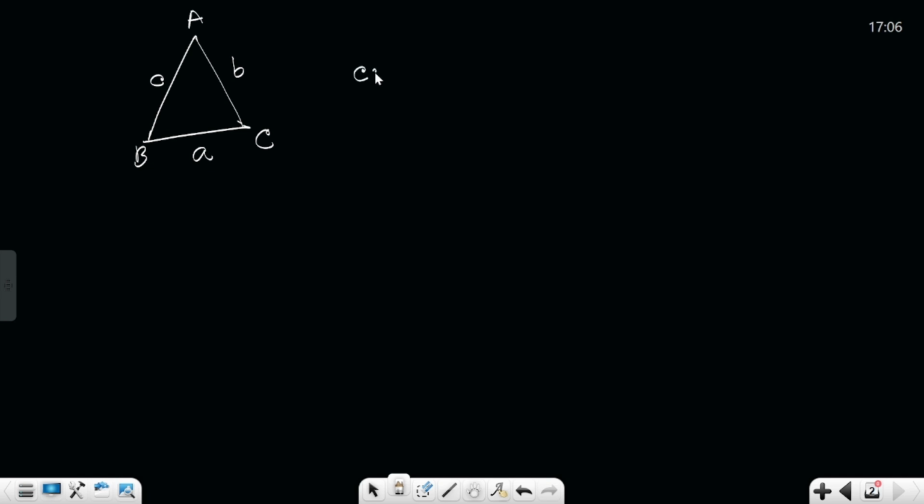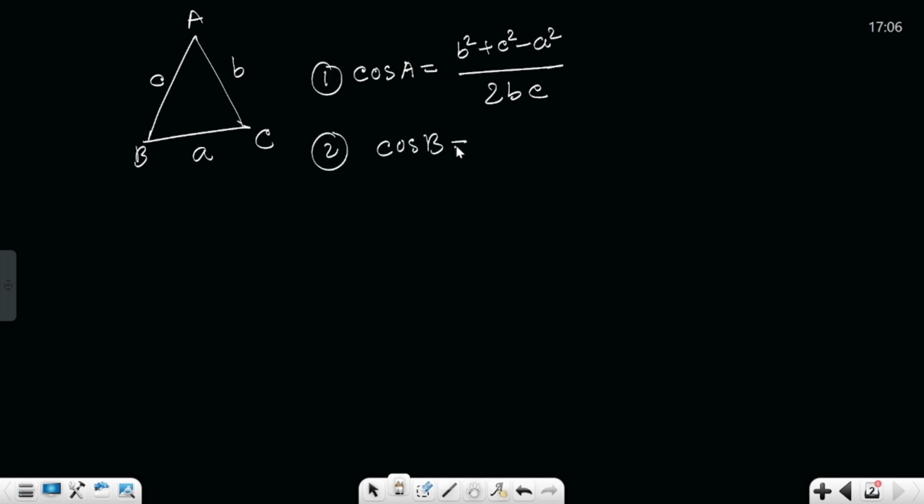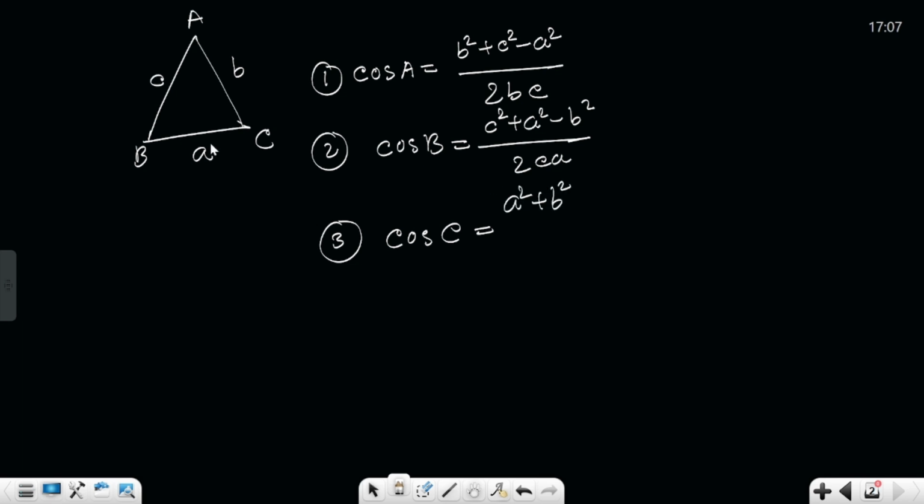So according to that, cos A will be equal to (B square plus C square minus A square) upon 2BC, right? Cos B will be equal to (C square plus A square minus B square) upon 2CA, and cos C will be equal to (A square plus B square minus C square) upon 2AB. You should remember this. I hope you remembered it already.